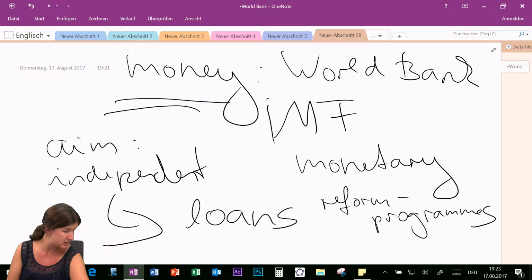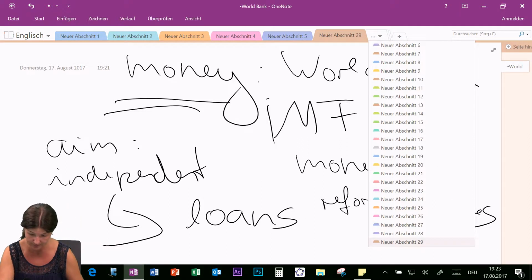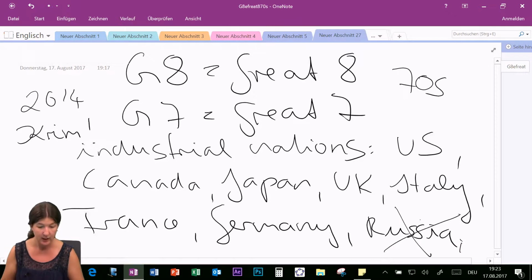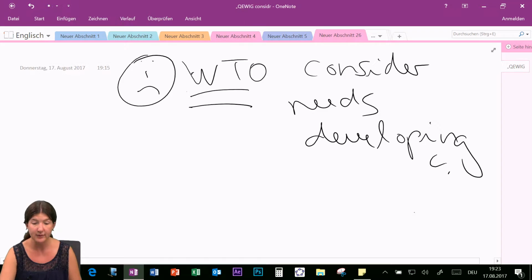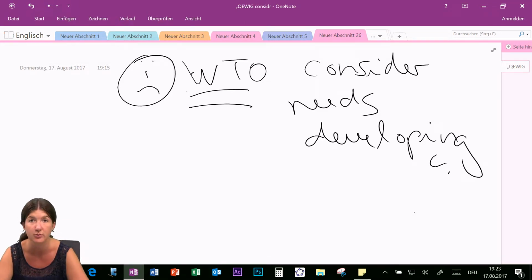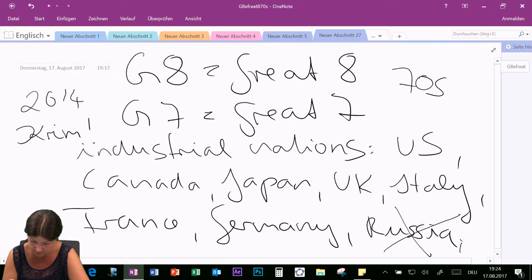I think that's it for the definitions. So if we have a look at what I just wrote down, we have the World Trade Organization. As I said, they are responsible for trading relationships between countries, making sure that trade's done fairly and in a fair way, and also to negotiate the terms on which trade's done.